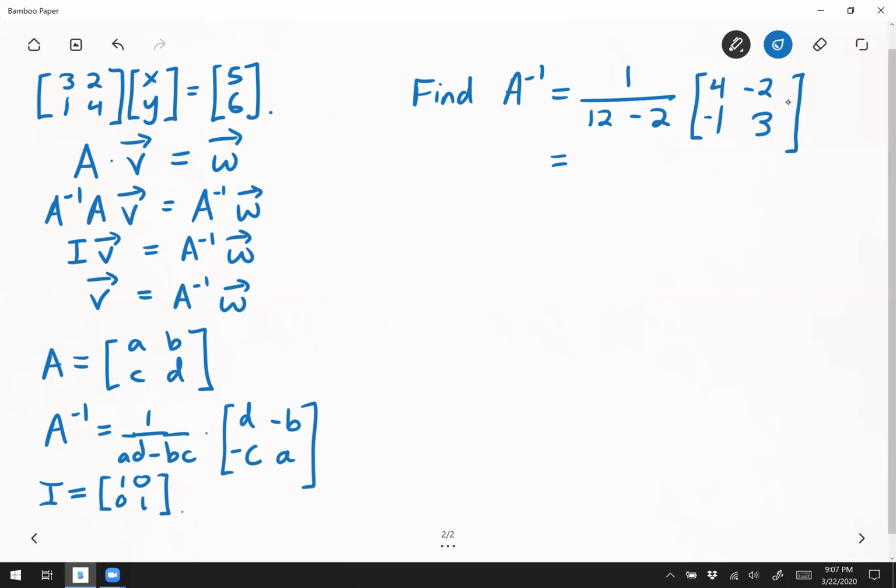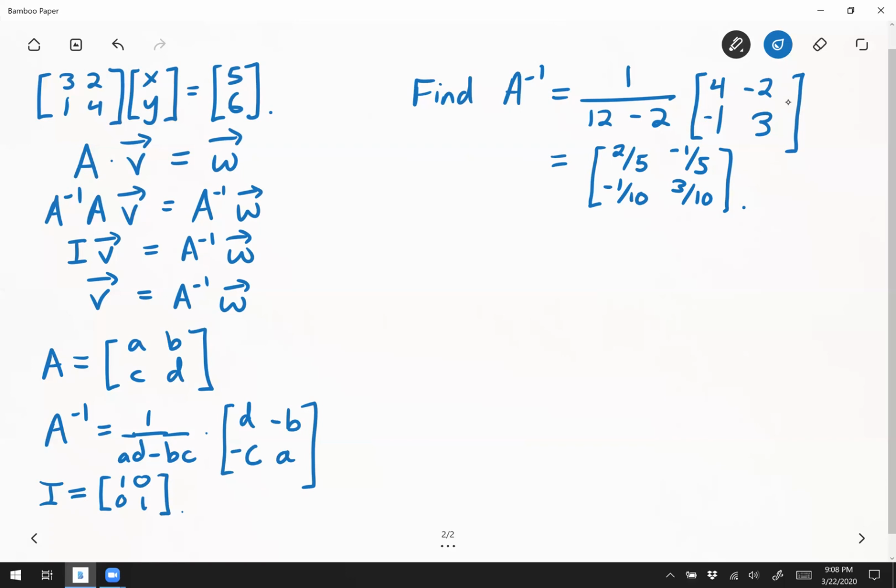If we want to, we can carry this scalar multiplication through and simplify it a little bit more. Right, so the top row will become 4/10, also known as 2/5. Then we'll have -2/10, or -1/5. We'll have 1/10 times -1, and 1/10 times 3. And that's the inverse matrix.